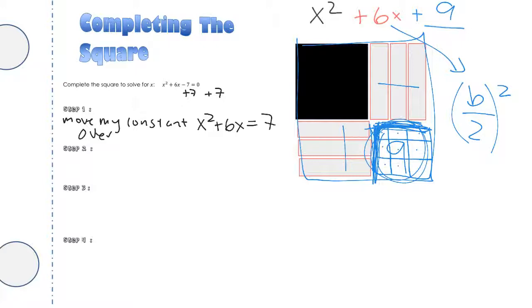Step 2. Once I move that over, now I want to complete the square. So I have x squared plus 6x. I want to add something to it so that I complete the square. And remember, we do b divided by 2 squared. So the middle term is 6. 6 divided by 2 is 3. 3 squared is 9. I add 9 to both sides. Now it's a perfect square.